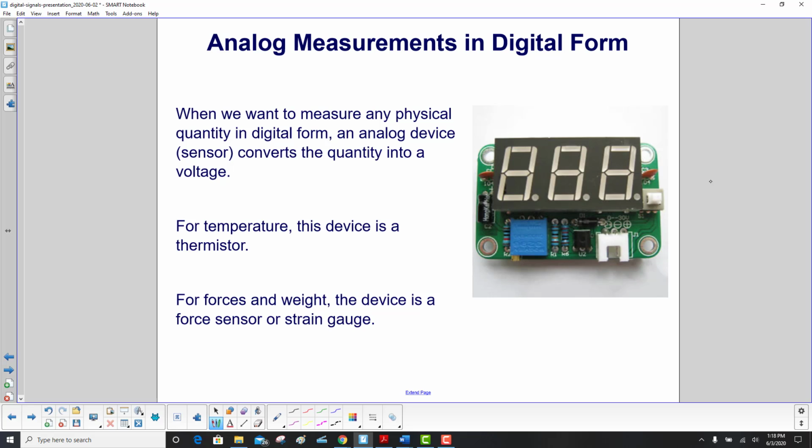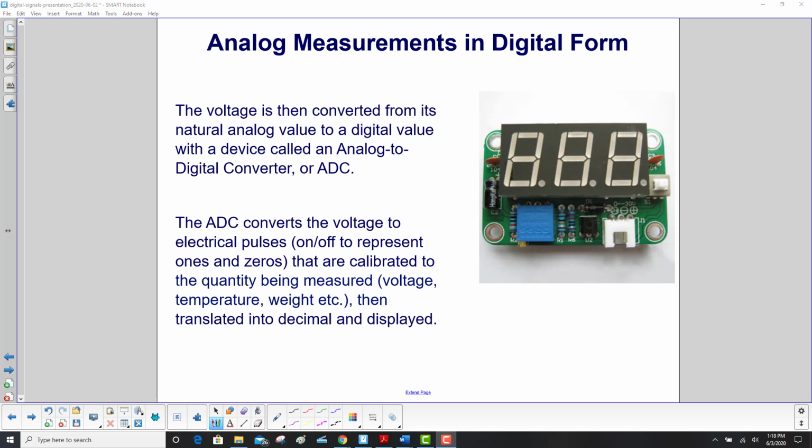When we want to measure any physical quantity in digital form, unlike the spring scale and the thermometer we showed on the previous slide, an analog device sensor converts the quantity into a voltage. For temperature, the device is called a thermistor. For forces and weight, the device is a force sensor or strain gauge. The voltage is then converted, so we have another conversion going on here, from its natural analog value to a digital value. And we use an analog to digital converter, or ADC.